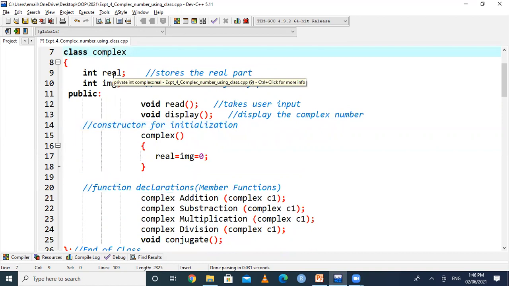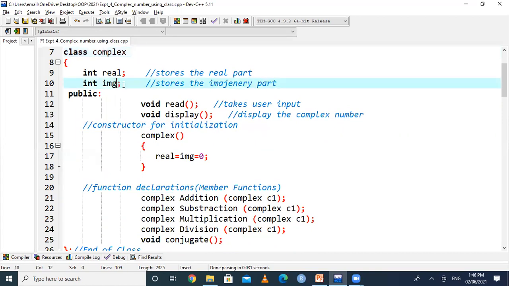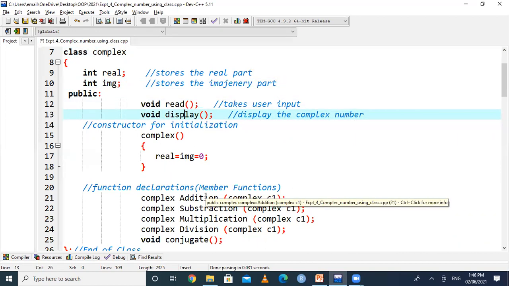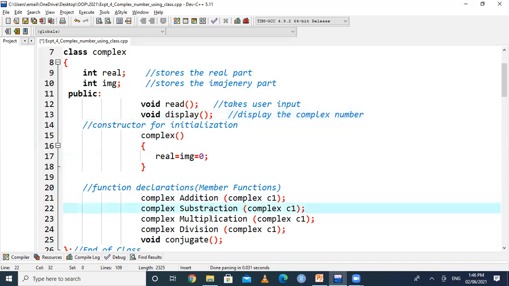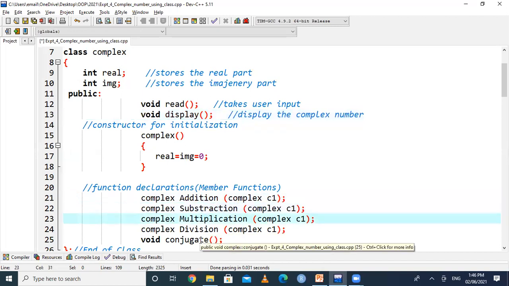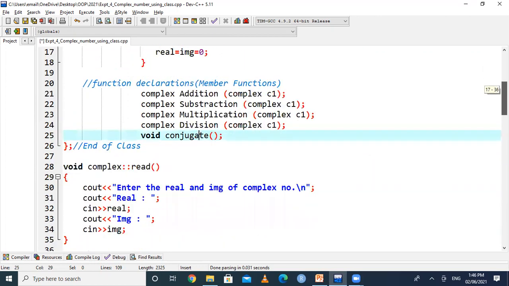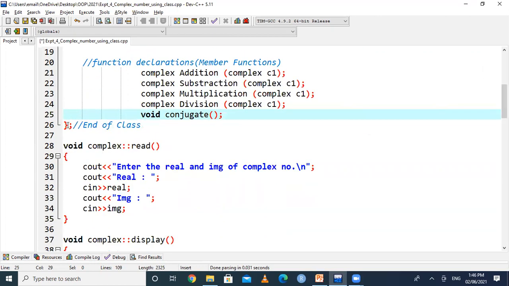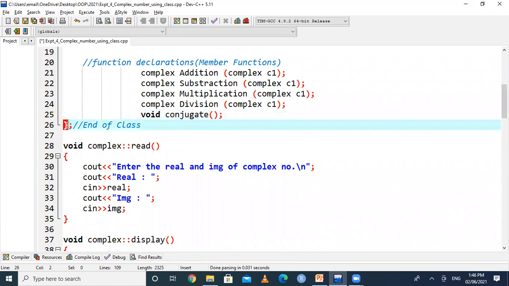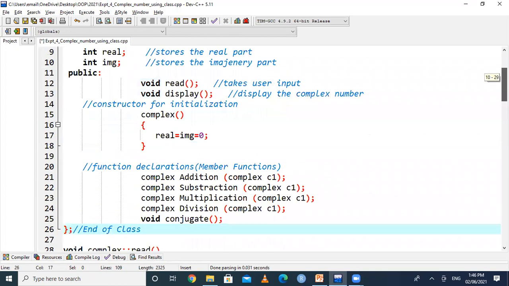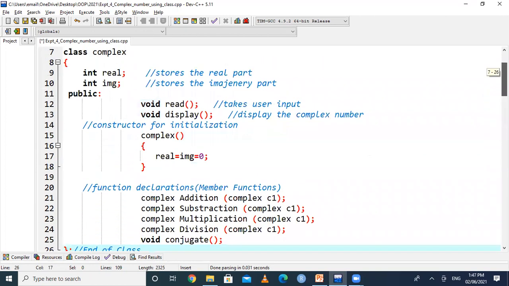So once again, I am telling you, we declared a class having the name complex. Then we declare two variables, real and imaginary. And there are different functions: functions for reading and displaying a complex number, then functions for addition, subtraction, division, and multiplication, as well as finding the complex conjugate of a given complex number. And here we have a closing curly bracket and semicolon. That indicates the class is ending. So in this way, you can create a class having the name complex.